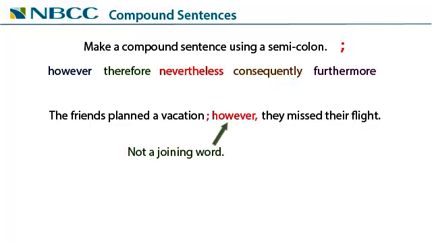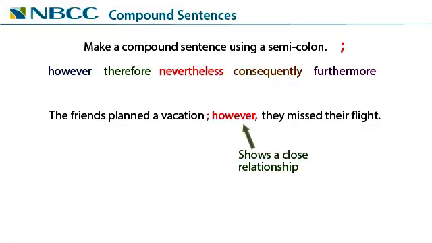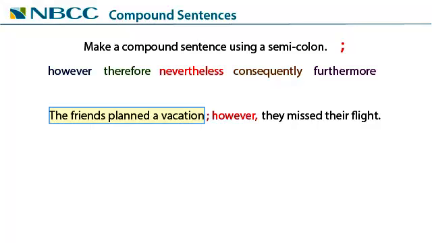You see, however is not a joining word. There are only 7 joining words, and those are the coordinating conjunctions. So what however does is it starts a new sentence, but it also shows a close relationship with the sentence before. So it's preceded by a semicolon. You could also use a period, and followed by a comma. Again, the key to compound sentences is that each part could stand alone as a sentence.